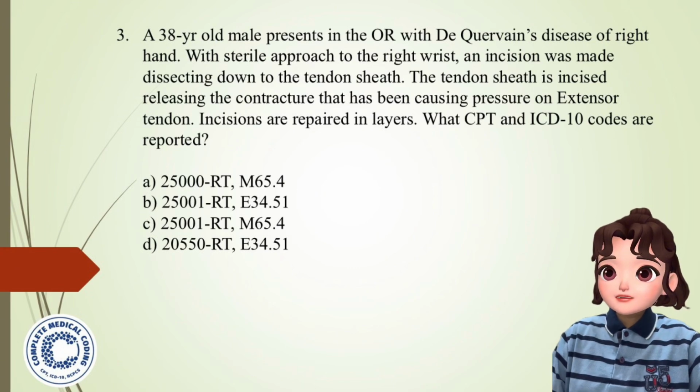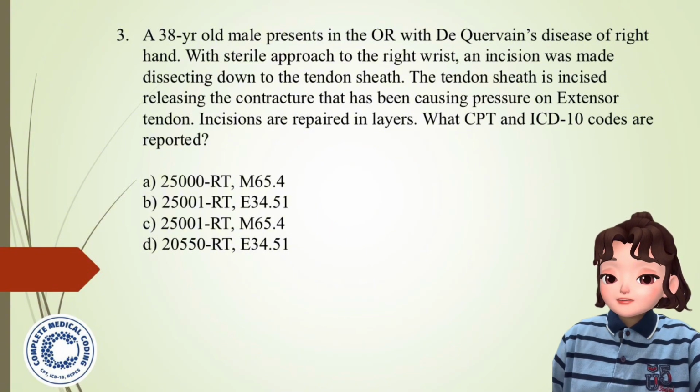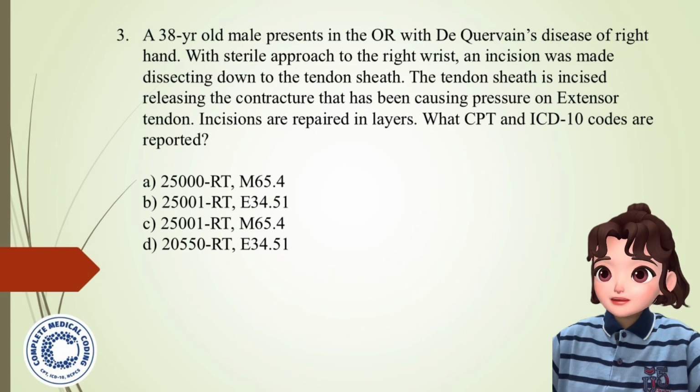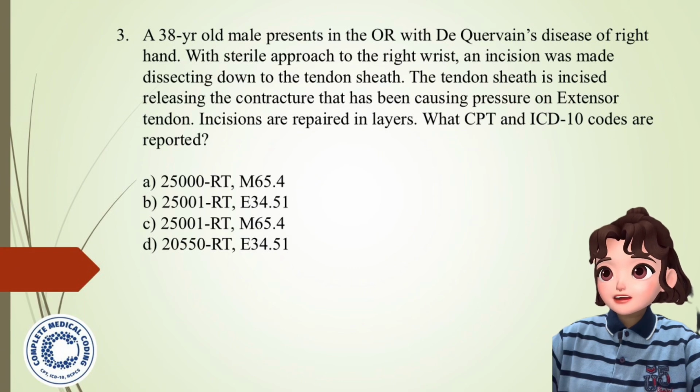To find the CPT codes, go to options A and C, which are 25000 and 25001. You need to find out which is the correct CPT code. First one, 25000. What is 25000? Incision, extensor tendon sheath, wrist. Go to 25000 in the CPT code book. Incision, extensor tendon sheath, wrist, for example de Quervain's disease. Yes, this is de Quervain's. And where is the incision done? The incision was made on the tendon sheath.